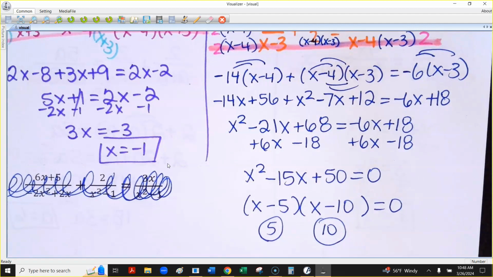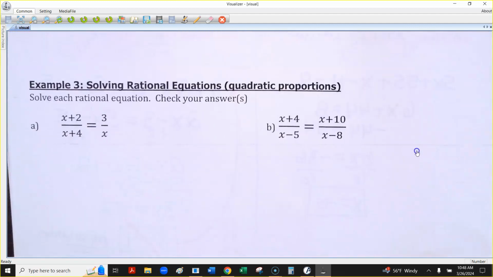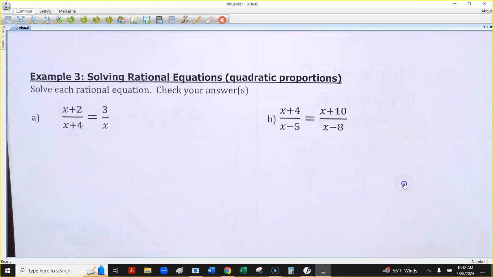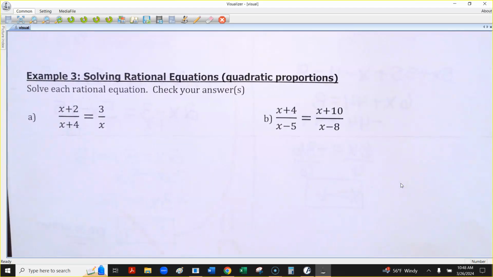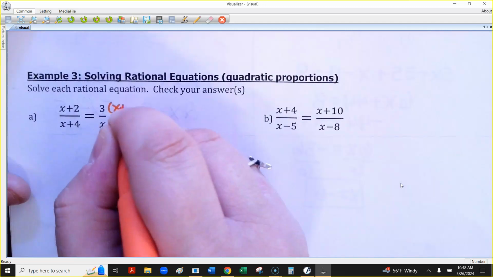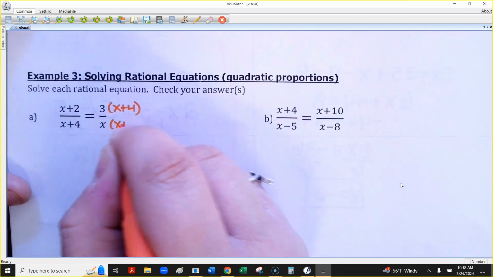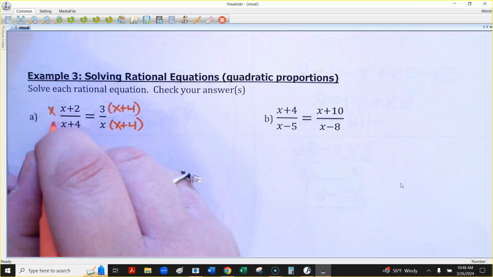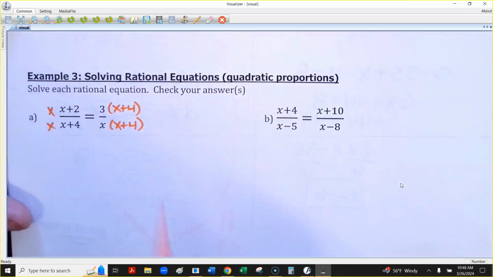Okay, let me look at these two at the bottom. Okay, two ways to solve this. It's up to you. If you want to create a common denominator, you can do that, or you can just cross multiply. I'm just going to create a common denominator because that's what I've been doing all day today. So this guy would need x plus 4 top and bottom, and this guy would need an x. If I do that, I'm just going to cross this out.